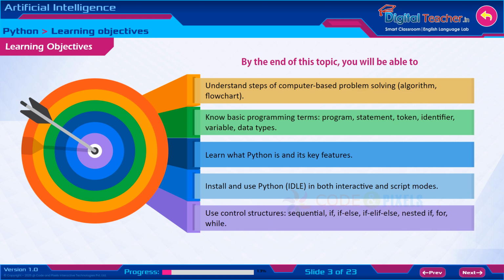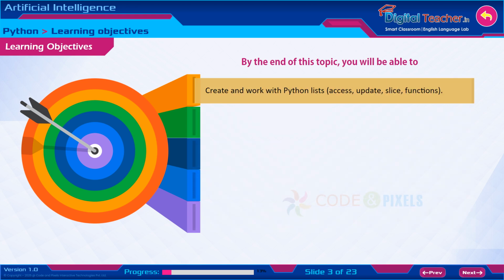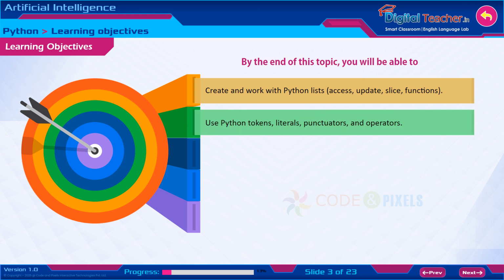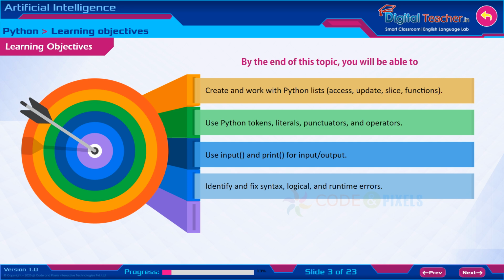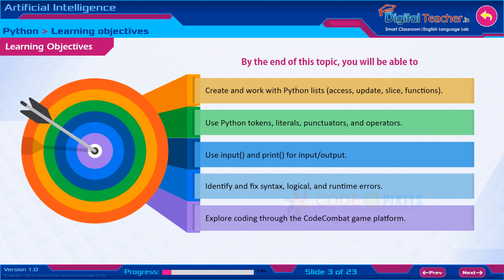Use control structures: sequential, if, if-else, nested if, for, and while. Create and work with Python lists. Use Python tokens, literals, punctuators, and operators. Use input and print for input or output. Identify and fix syntax, logical, and runtime errors. Explore coding through the Code Combat game platform.